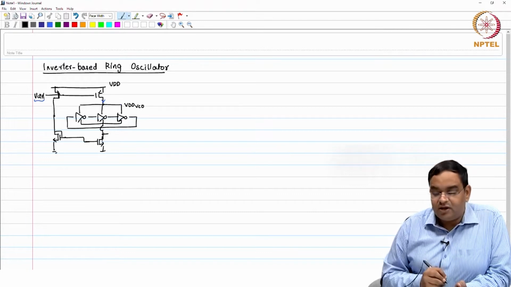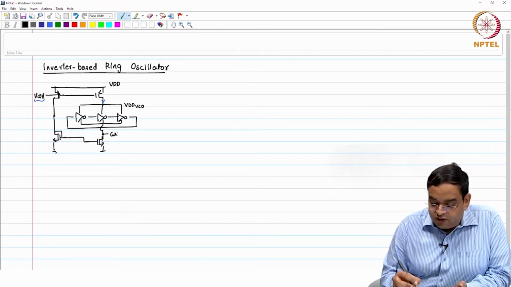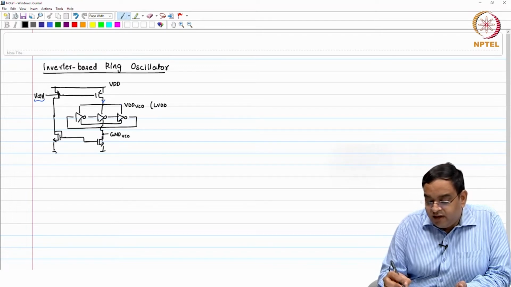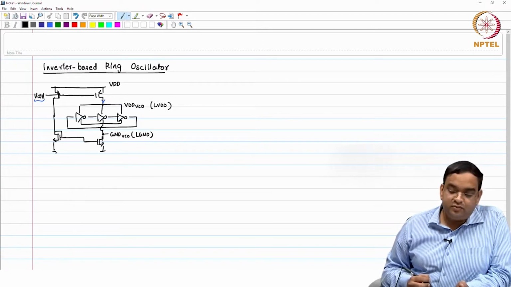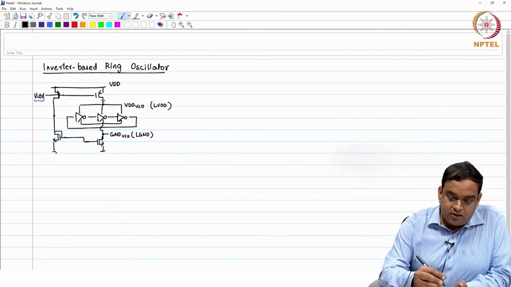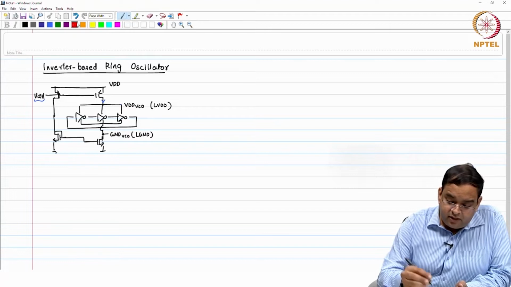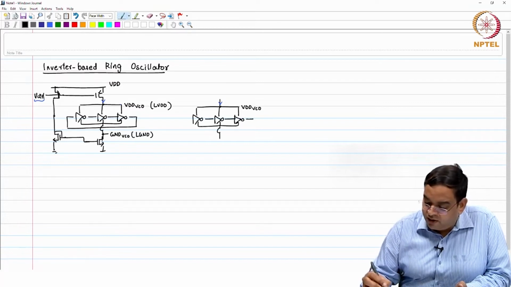This voltage is not ground, it is actually ground for the VCO. In the previous session, I called these local VDD and local ground. Because this VDD is for the oscillator, we can call it VDD VCO and ground VCO. If you take this oscillator standalone, this node is VDD VCO and this node is ground VCO.